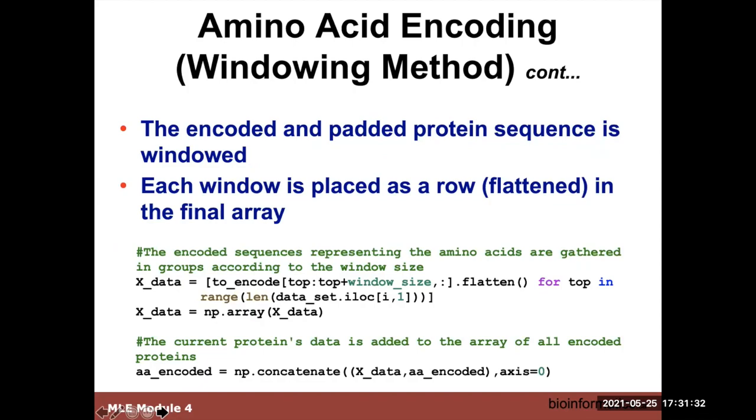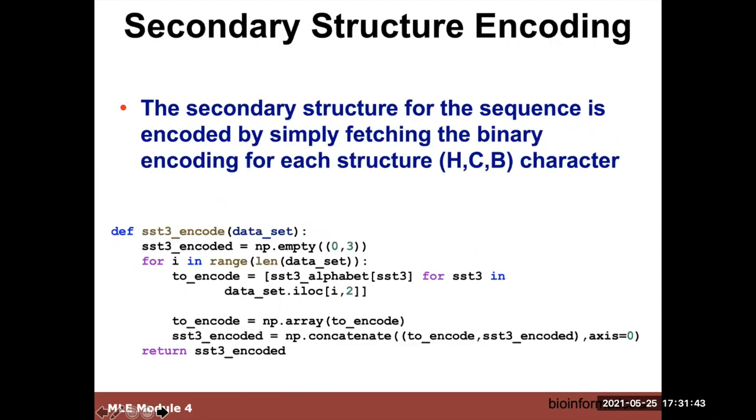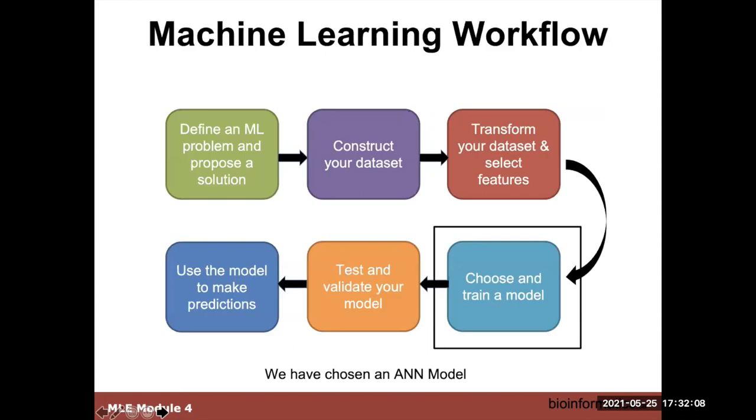So we convert this to this 357-bit representation of the 17 amino acids and the 21 amino acid codes. We then take the secondary structure, which again I was showing previously, but this is how we've encoded it. So this is a function called SST3 encode, the secondary structure encoding. And we have H, C, and B, three different types, and then we're going to encode that all the way through the protein, the whole length, and then also convert that to zeros and ones as needed.